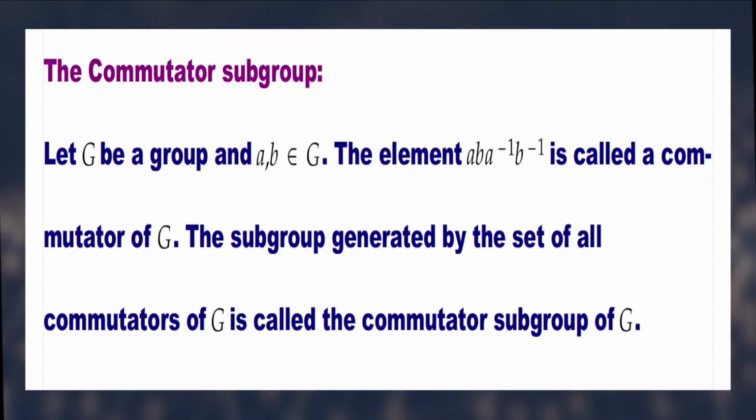Next, the commutator subgroup. Let G be a group and a, b belong to G. The element a b a inverse b inverse is called the commutator of G. The subgroup generated by the set of all commutators of G is called the commutator subgroup of G.